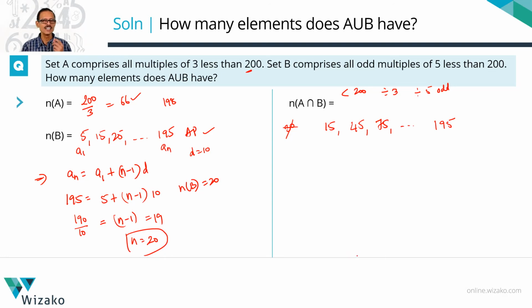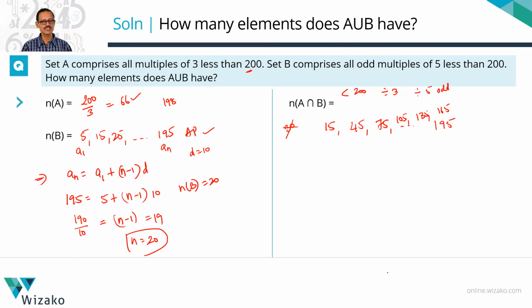See, at the end of the day in GRE, no one gets to see your method. They just want the answer, the correct answer. And if you can get it quickly, wonderful. Instead of plugging into this formula, just listing them down is actually going to be much faster. Let me list down the remaining terms. 75. The next one is going to be 105. Next one is 135. The next one is 165. The last one is 195.